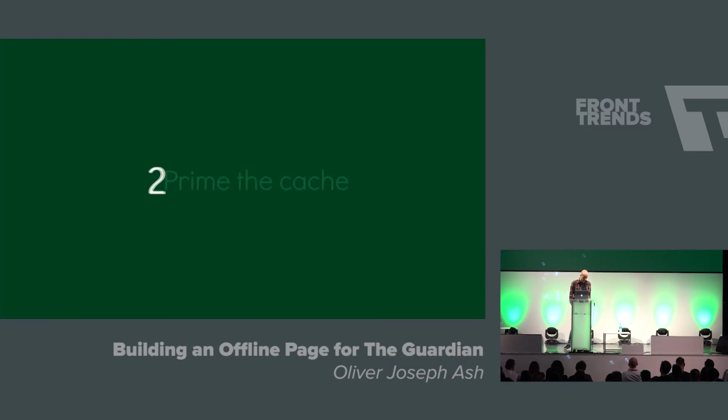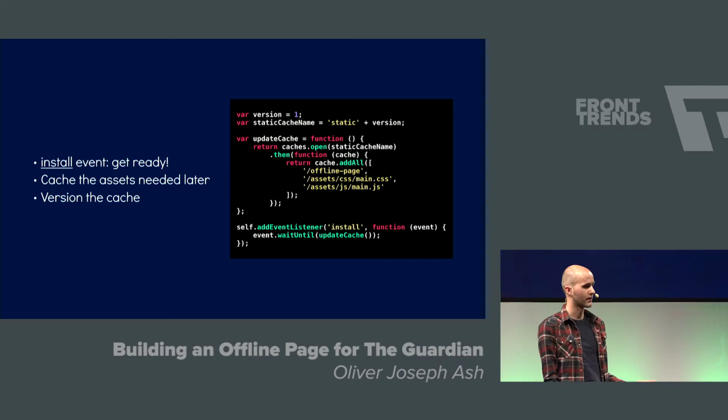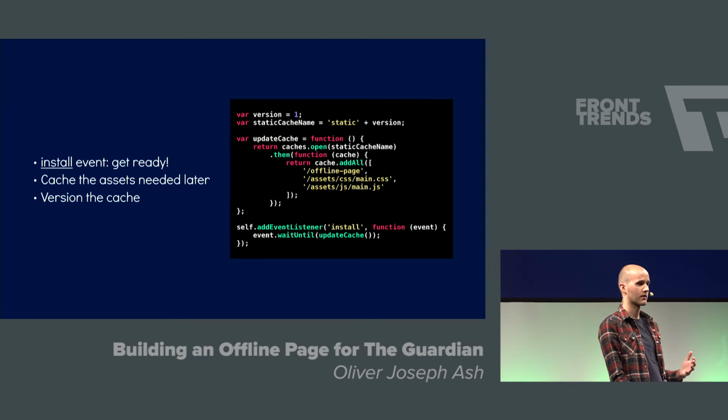So we have a service worker. Now we need to use it. And we want to prime the cache. We want to download some resources which we're going to use later on to show the offline page. And for that, we have an install event. So once the browser has registered the service worker, it will run this install event.